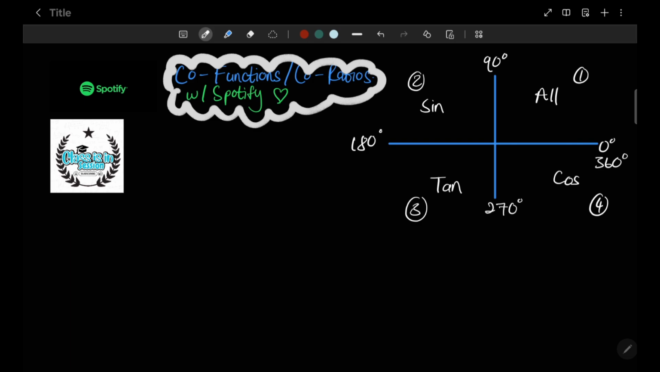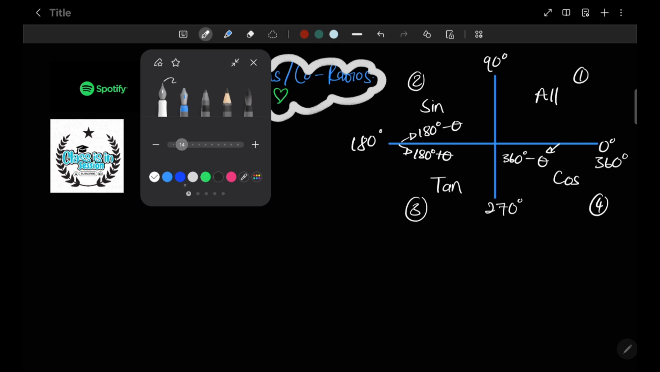And we also included our reductions in the previous video. We said in the second quadrant you have 180 degrees minus theta. In the third quadrant you have 180 degrees plus theta. And in the fourth quadrant you have 360 degrees minus theta.